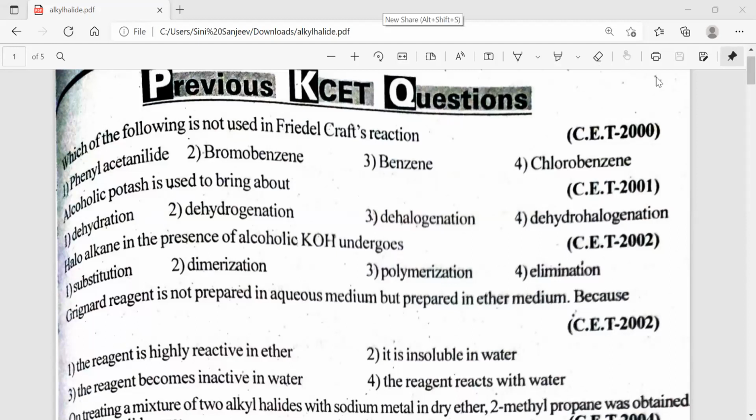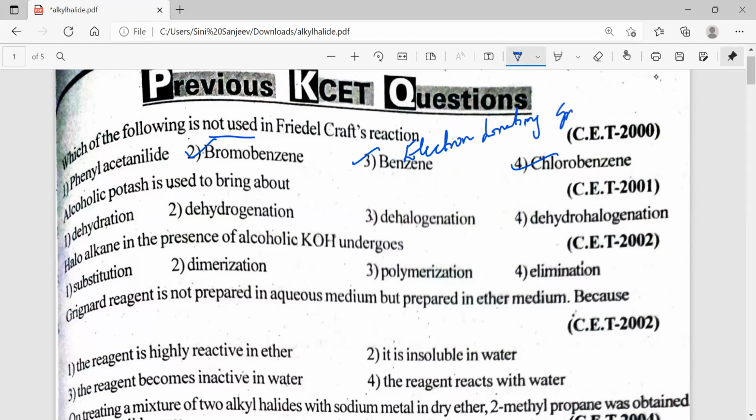So coming to the first question, which of the following is not used in Friedel-Crafts reaction? We all know that bromobenzene, benzene, chlorobenzene all are electron donating groups, which favor the Friedel-Crafts reaction. So the odd one out is phenyl acetanilide, the first one, the phenyl thing, because this is the only one which is the electron withdrawing group.